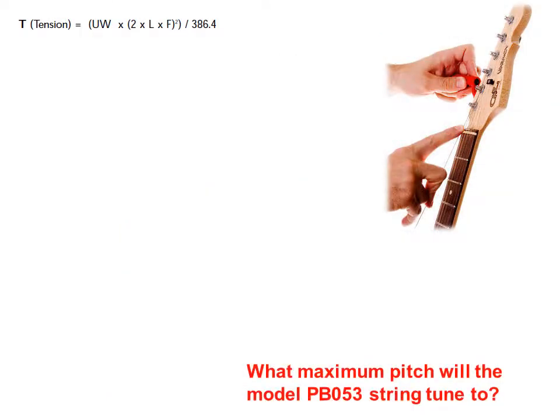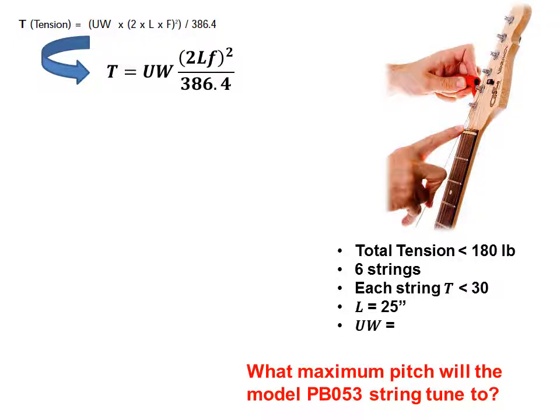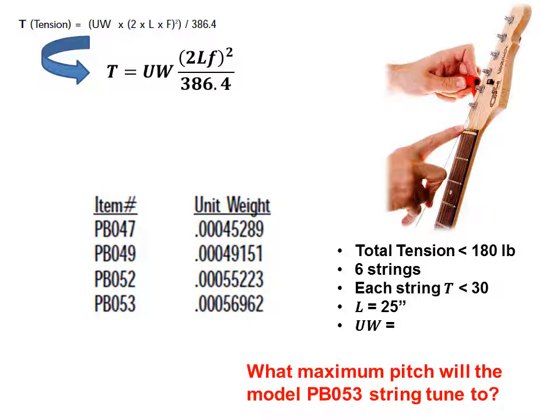Suppose I have a PB053 D'Addario string just lying around here, and I want to see if I can use it on my guitar. So at the top of the screen is the formula for the tension that's given from the D'Addario catalog. Okay, I'm going to rewrite it so that we can solve it for the pitch F. Now I know that the guitar can hold up to 180 pounds tension on the neck, and with 6 strings, that means that I can put about 30 pounds of tension on each string. The vibrating length of the string is 25 inches, and I'll go ahead and get the unit weight from the D'Addario catalog. So here's the PB053 that I have. It's listed here. I'm going to go ahead and fill in the unit weight from the catalog.